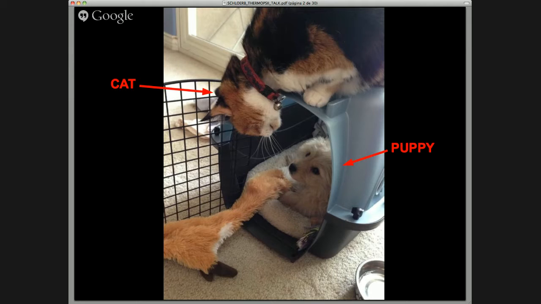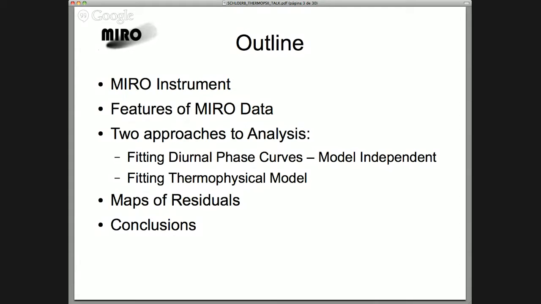So what I'd like to do is tell you a bit about the MIRO instrument and some of the features of our data. Since this is an infrared crowd, things are a little different at longer wavelengths. Then I'd like to tell you about two approaches to analysis of the data, fitting diurnal phase curves and also fitting directly a thermophysical model. And finally show you some maps of the residuals, which are interesting. And then hopefully make some conclusions.